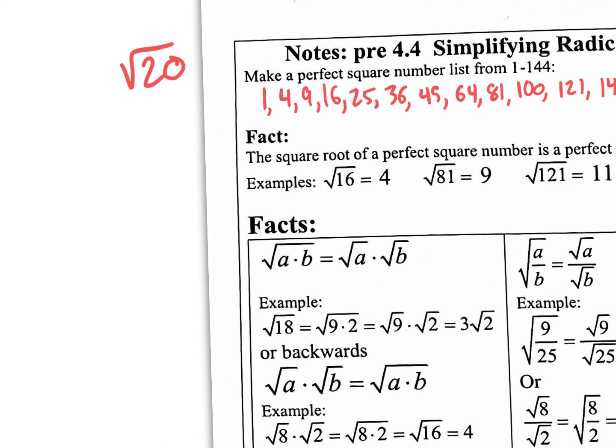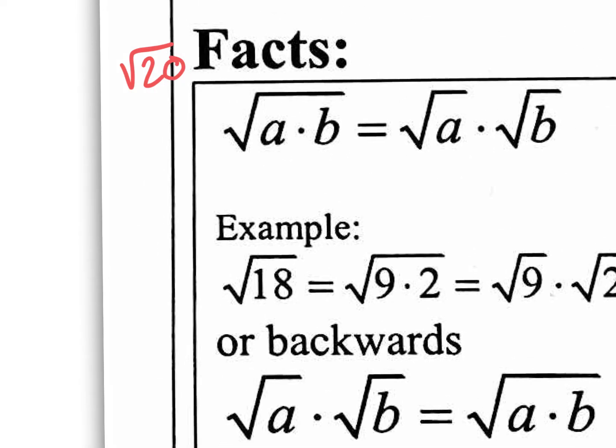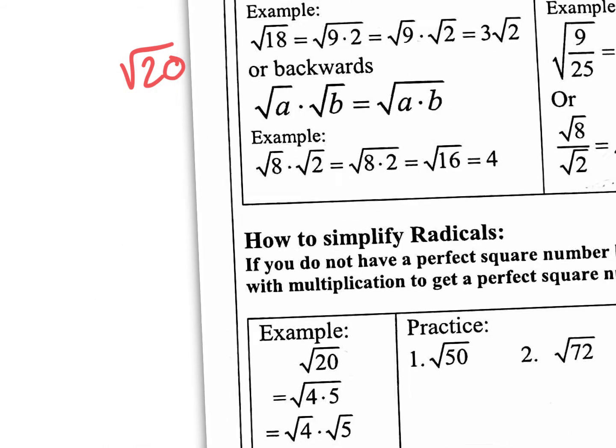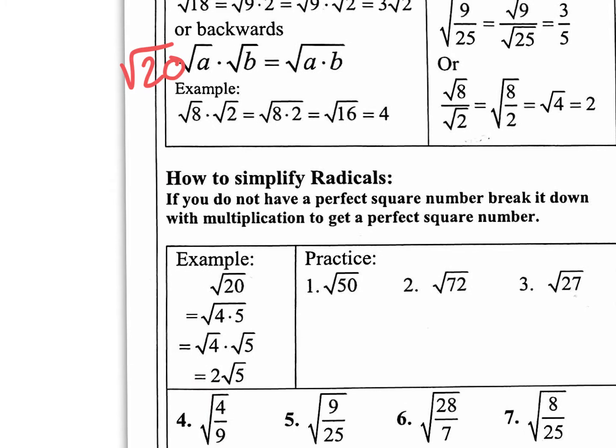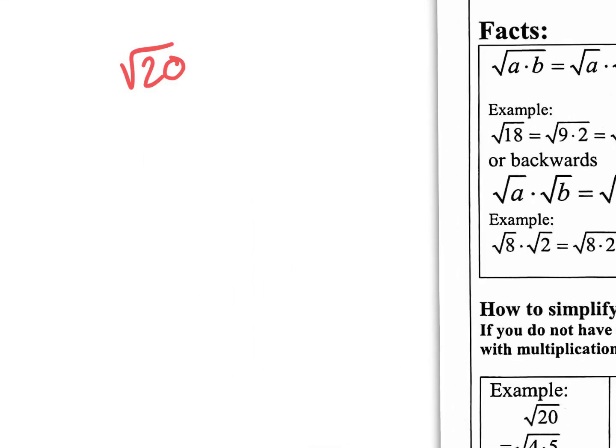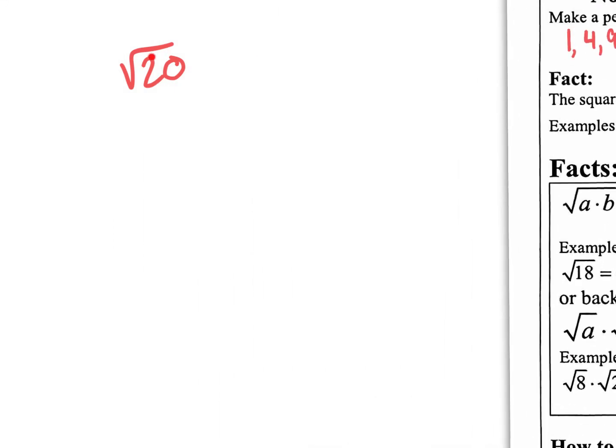So when we don't have a perfect square number inside a radical, we're going to use this rule right here that allows us to split the square root to each of the terms that we're multiplying, okay? And we're going to come to this fact down here. It says, if you do not have a perfect square number, break it down with multiplication to get a perfect square number, okay? We would love this 20 to be a perfect square number like 25.